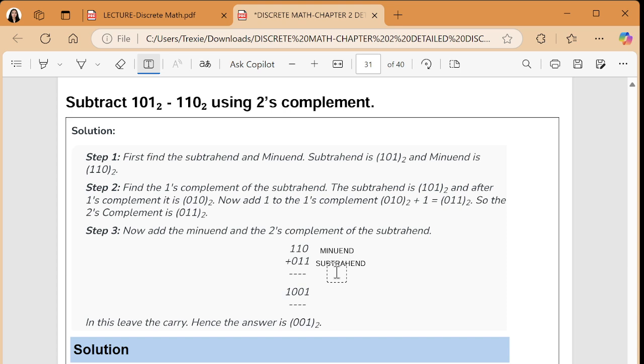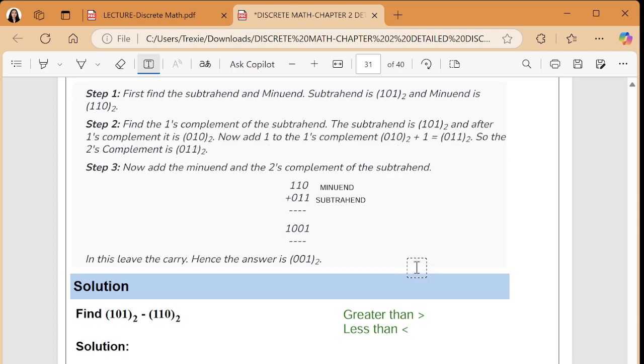Okay, now let's add the minuend and subtrahend. So 0 plus 1 is 1, 1 plus 1 is 0, carry 1, 1 plus 1 is 0, carry 1. So 1001 is the final answer.